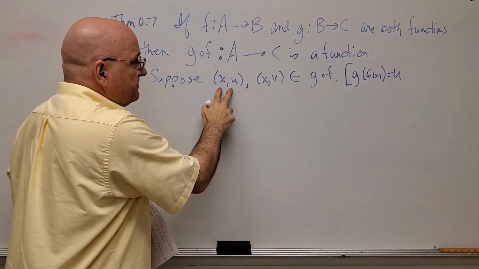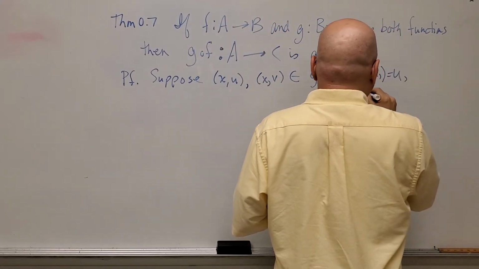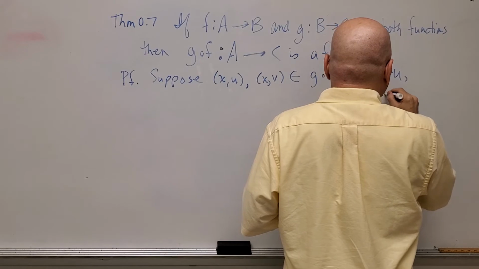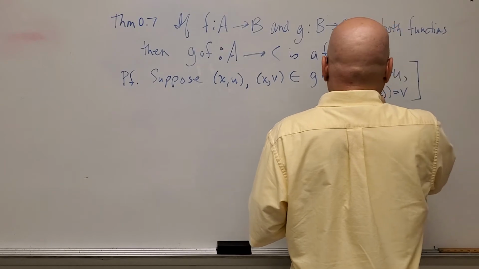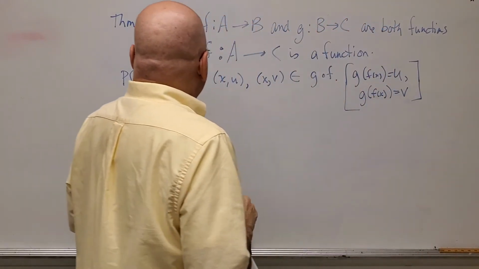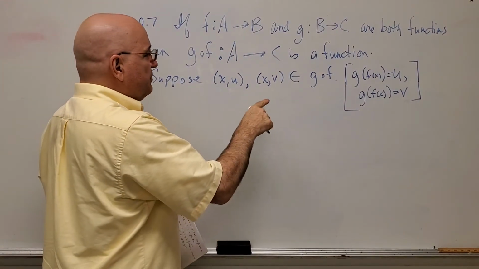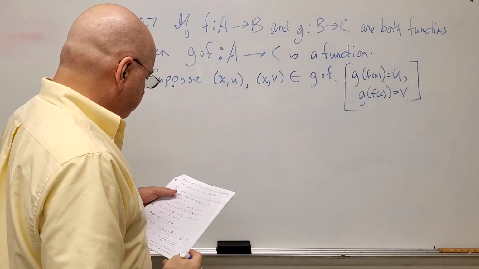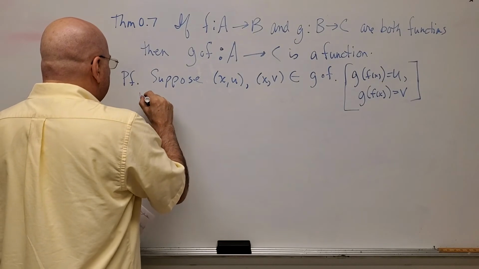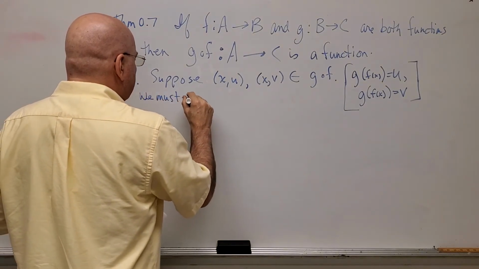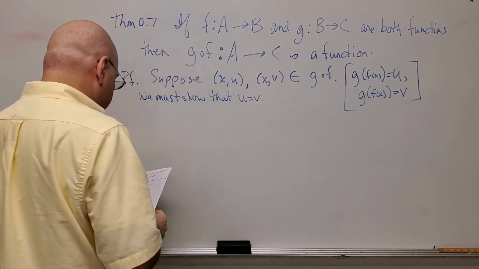That's what this means. And then this one means, I'll write it underneath, g of f of x equals v. So both of these are what we're supposing to be true, and all we need to do is prove that u is equal to v. I'm going to write small, but maybe I'll say we must show that u is equal to v. And that's what we'll do.